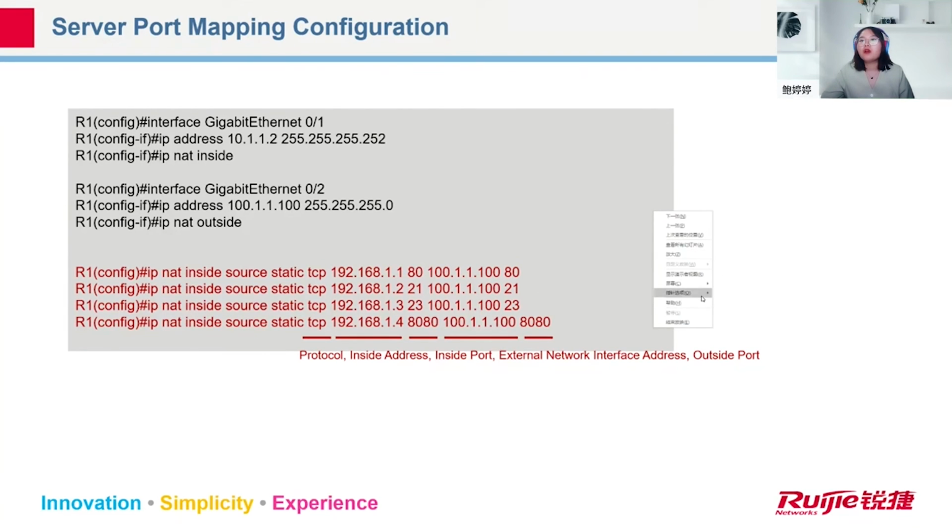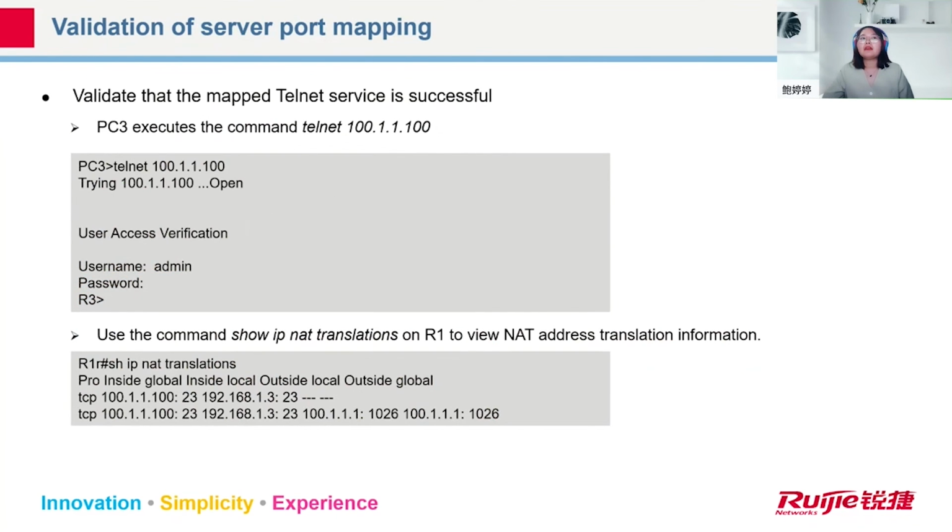So after we add this configuration, when we want to telnet to a server, we can directly use the public IP address and the public port number. And finally, the router will translate it into the private information, and then we can visit the destination. So this is server port mapping. And you can telnet to the public address, right? And then you will directly log in to the device. And you use the command show ip nat translation, you can find lots of information.